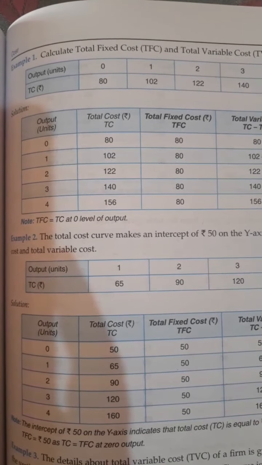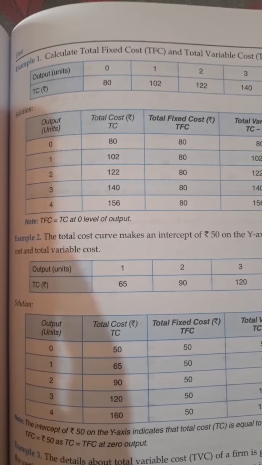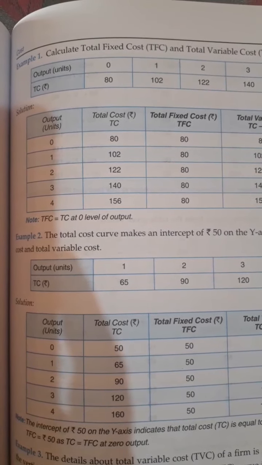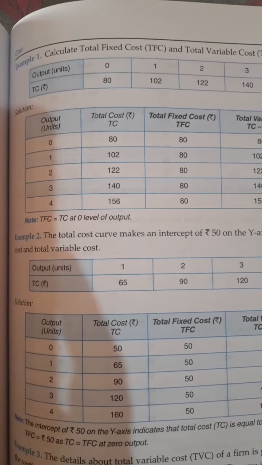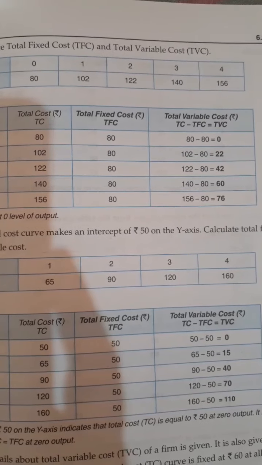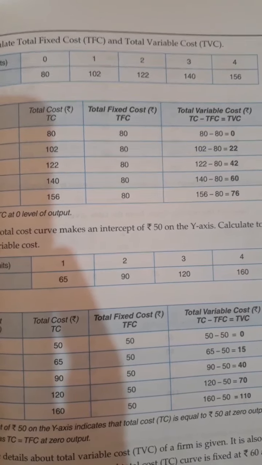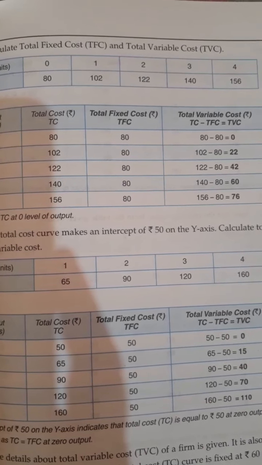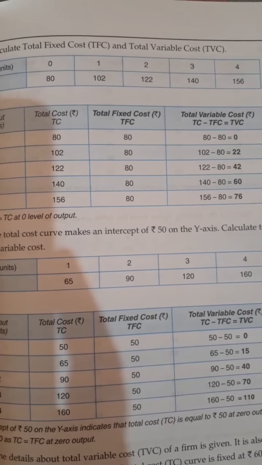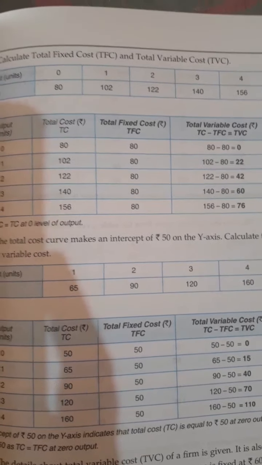Now we have to calculate TVC. The formula of TC is TFC plus TVC. So on transposition we get TC minus TFC equals TVC. So directly you can do: TC is 80, TFC is 80, TVC is 0. TC is 102, TFC is 80, the balance is 22, and likewise you will get it.